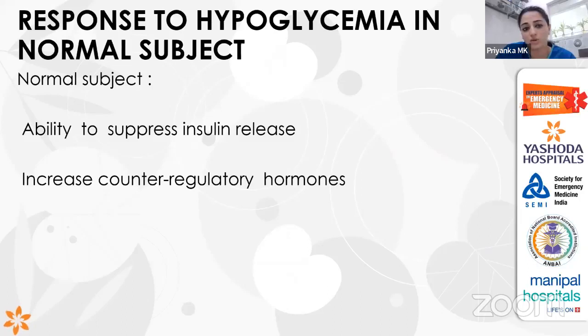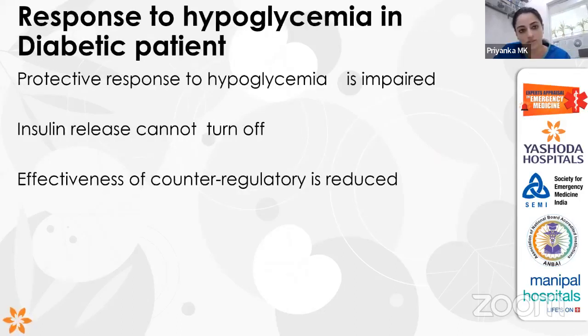So what happens in a normal subject? We are able to suppress the insulin release, and we are able to increase the counter-regulatory hormones. So we know when we get hypoglycemic and we act on it. What happens in a diabetic patient? The protective response is impaired. So insulin release cannot turn off, and the effectiveness of counter-regulation is reduced.